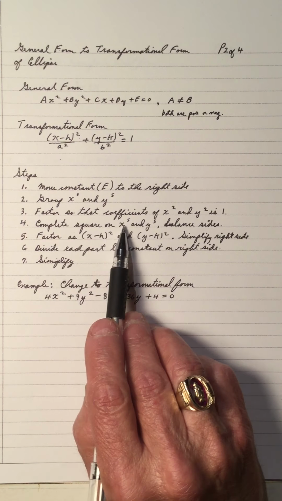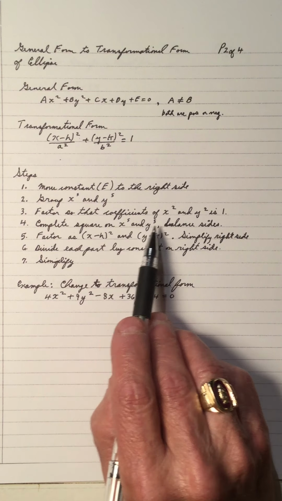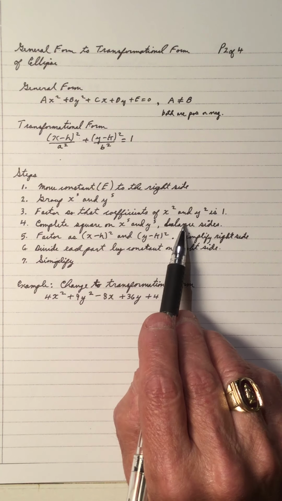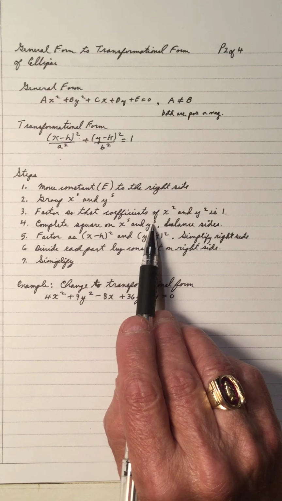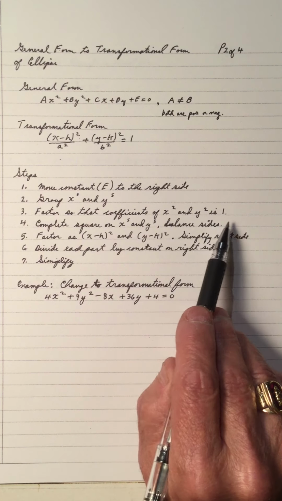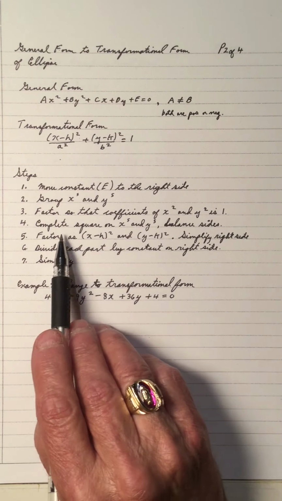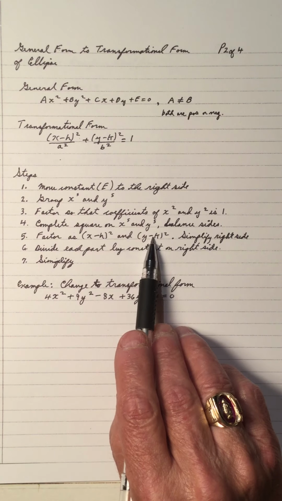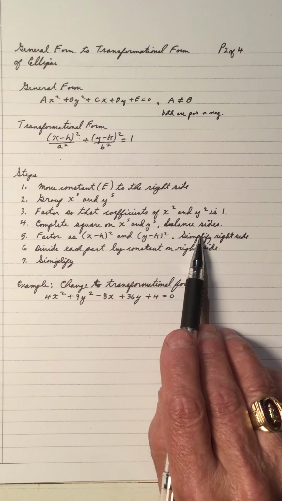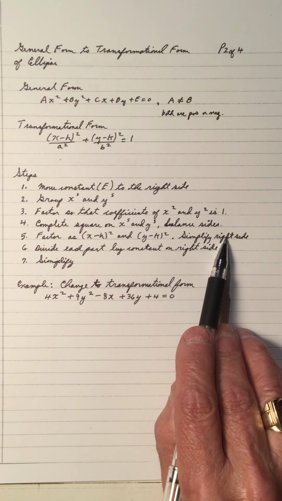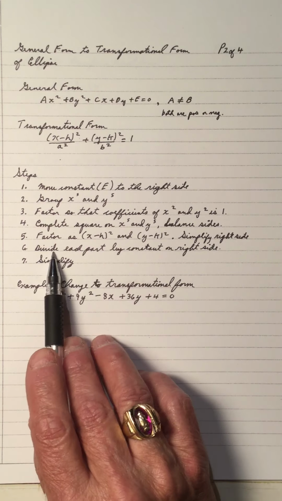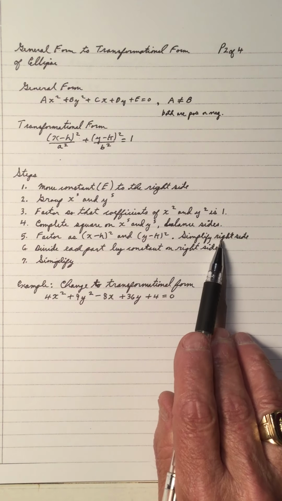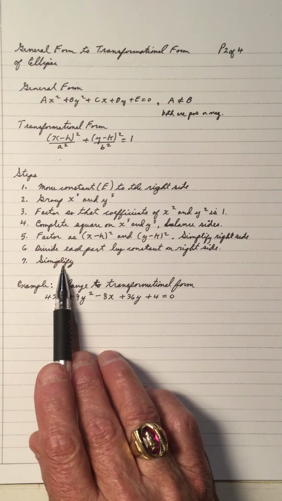And then you'll complete the square on the x's and the y's, and you'll balance by adding the square of the x and the square of the y on the right side. Then you factor the x's as a binomial squared, you factor the y's as a binomial squared, and you simplify the right side, which will give you a constant. Then you divide each part by the constant that's on the right, and then you simplify.